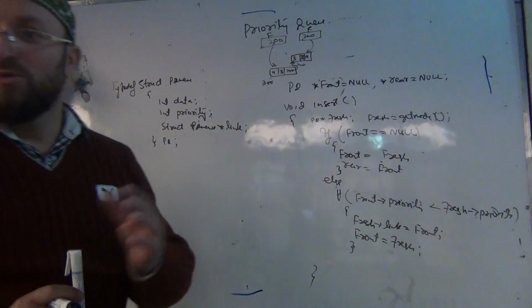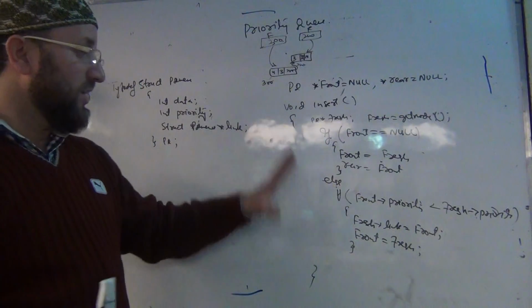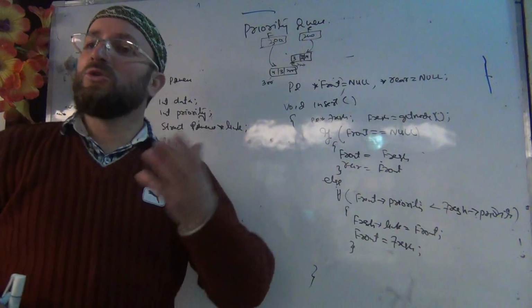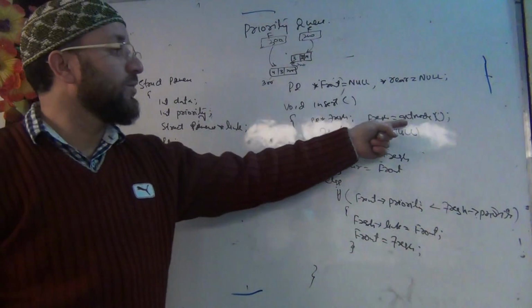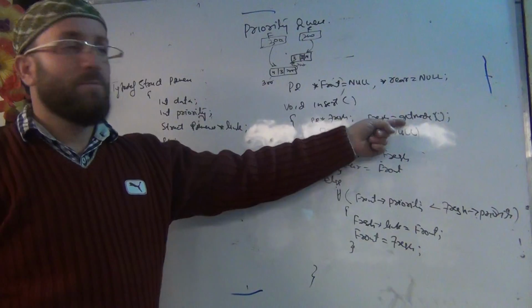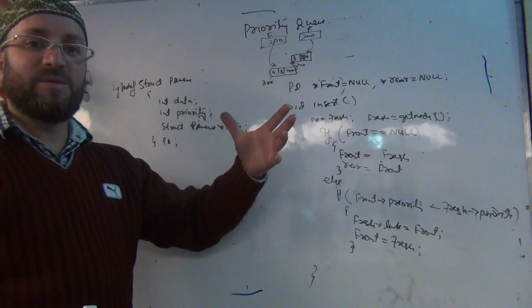Now look, if a new node comes up again, you go to the main because you are done with this. Again go to the main. Do you want to insert? You say yes, I want to insert. And you go to the insert function, create the node, get node. Maybe the priority is 5.